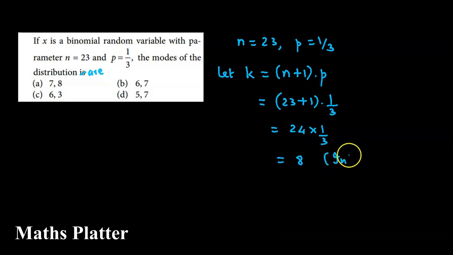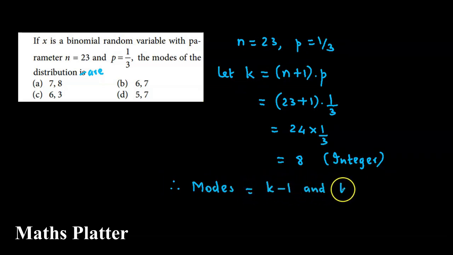अब k की वैल्यू हमें integer मिली. We have obtained k as an integer value. So therefore हमारे जो modes होंगे, modes will be k minus 1 and k, that is the distribution will be bimodal. Now k is 8, so k minus 1 आएगा 7 and k की value that is 8. So the modes are 7 and 8 and hence the answer is option A.